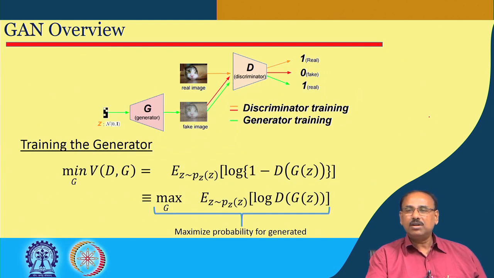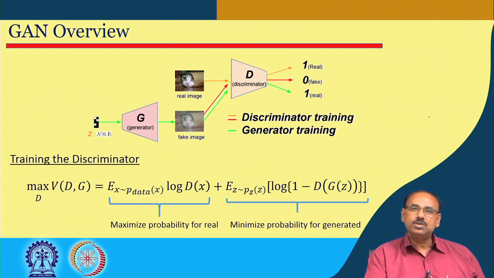On the other hand, the second component, which is training of the generator: obviously the generator wants to maximize the probability of its own data, which is generated by the generator itself. So, it tries to maximize log of d g z, or the expectation value of log of d g z. You find that these two are in opposite direction. The discriminator tries to minimize d g z, the probability of the generated data.